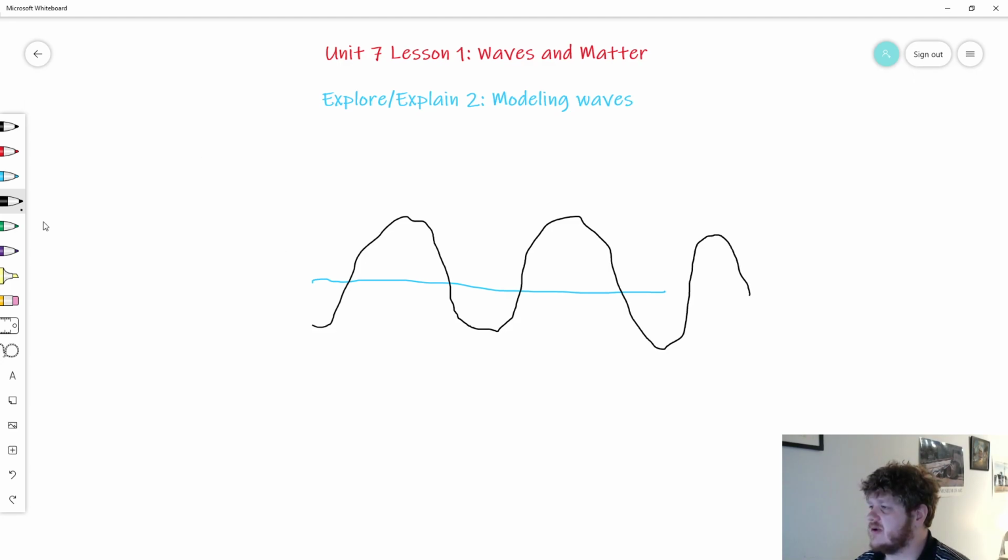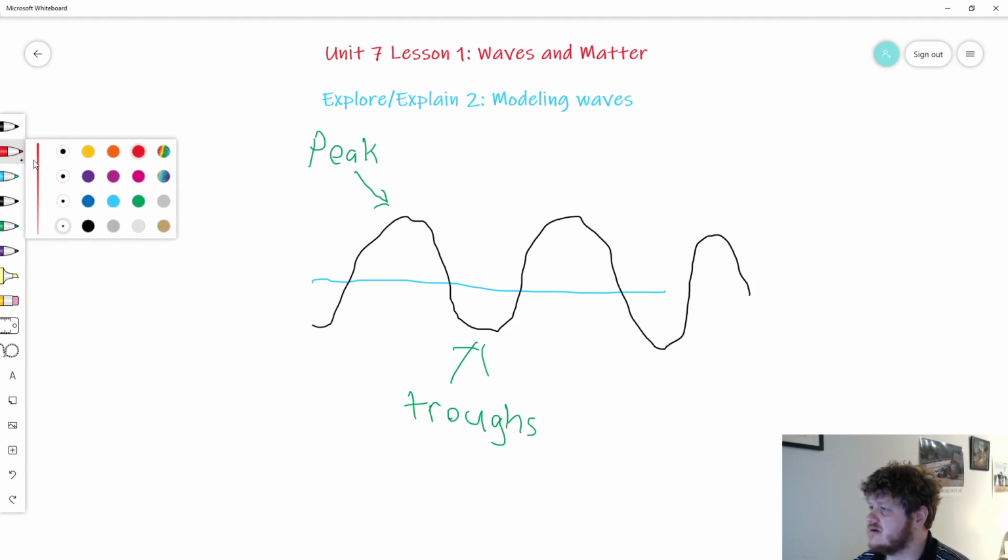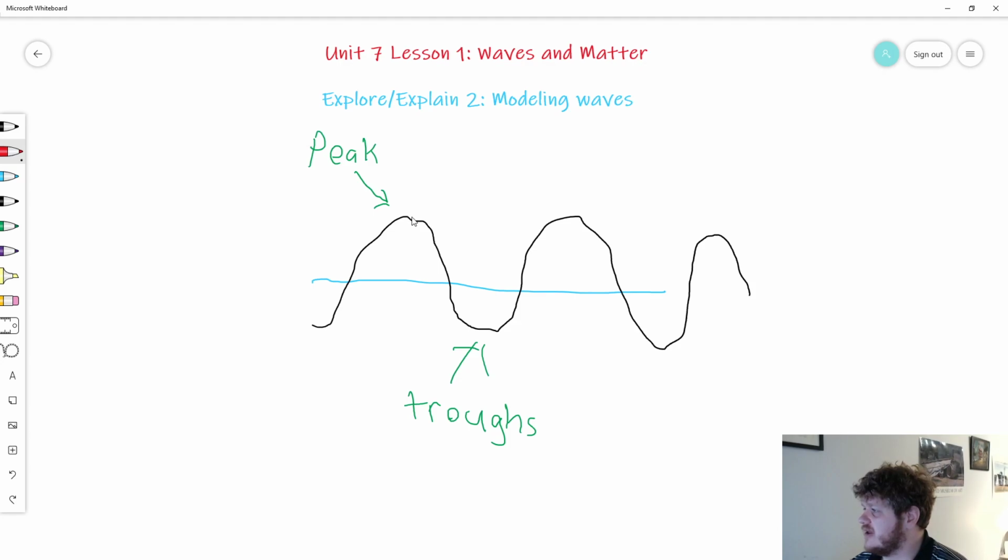And when this happened, we have a few different components. If I drew smoother, this would be our peak. So we have a peak. We have our troughs. And then one of the key things is if we were to measure, we talked about wavelength previously a little bit. But in terms of what wavelength is, wavelength would be the distance from here to here.